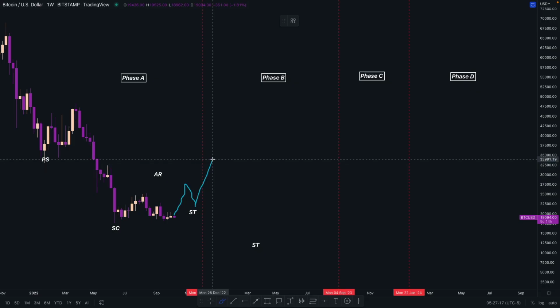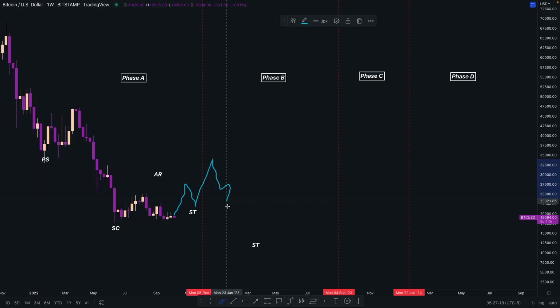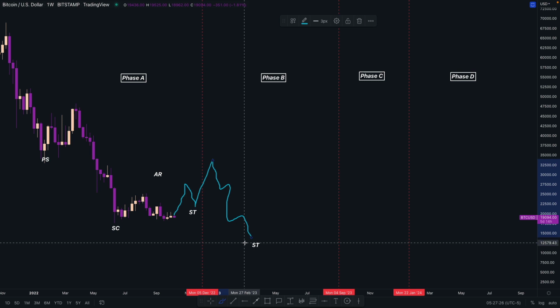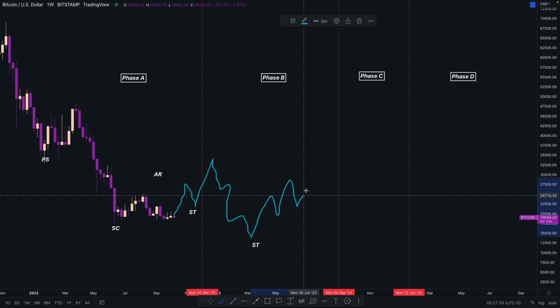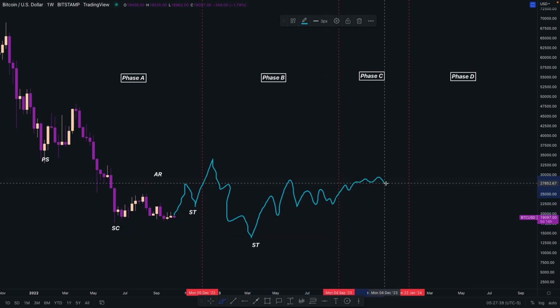And so essentially what it would look like on the charts is something like this, where we do take out that low, maybe come down to lows of anywhere between 17,000 and 12,000, right around in this area. And then what you get is just more consolidation in phase B. And again, if we go over, phase C is really no different. It just starts to trend upwards a little bit.